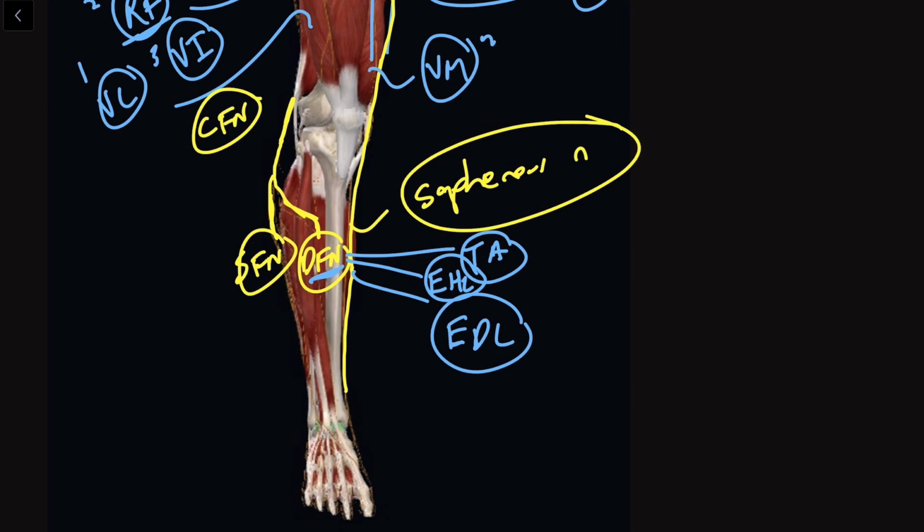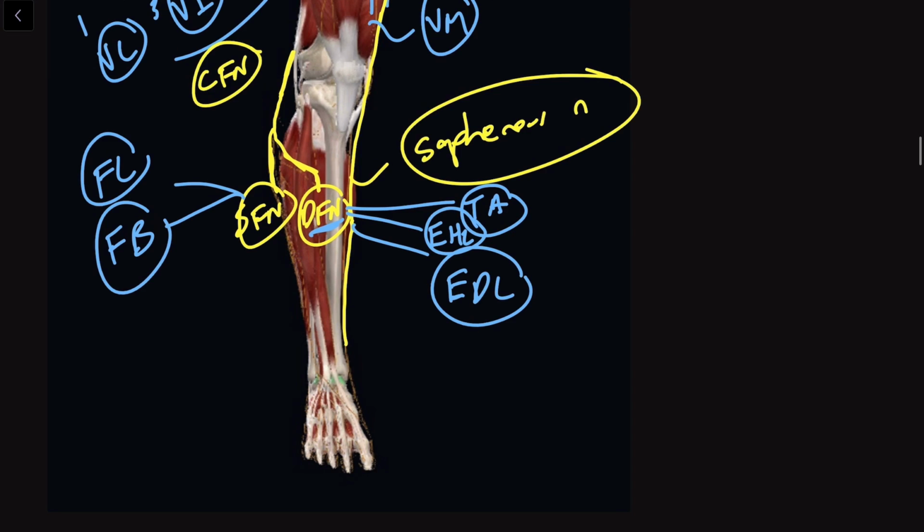Now, when we look at our superficial fibular nerve, the two muscles again that we need to think about are your fibularis longus muscle and then your fibularis brevis muscle. These are going to keep running down the leg just like so. And I should use the appropriate terminology. And so this is what we end up with.